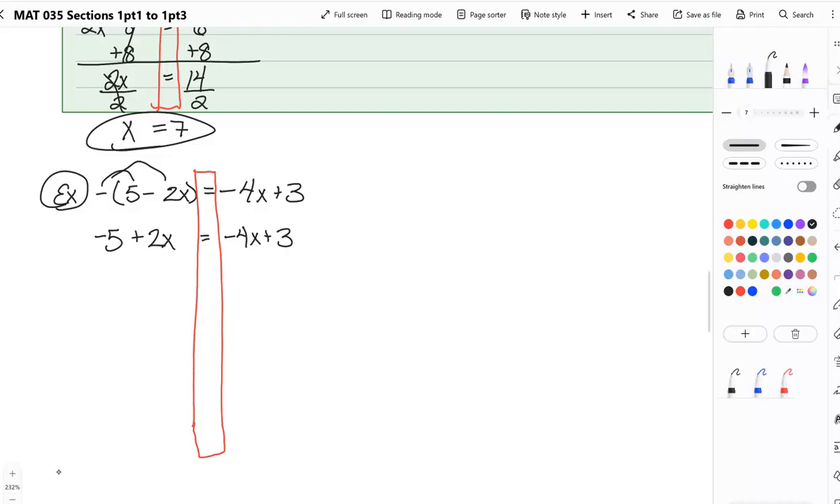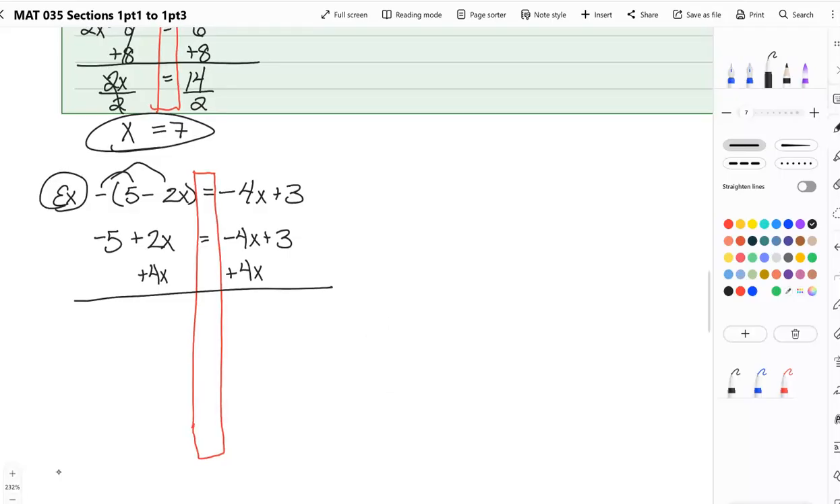So to move this negative 4x, I'm going to zero it out by adding 4x. What I do to one side, I got to do to the other. Math is always fair. So negative 4x plus 4x is going to give me a 0x on the right. So we're going to have just that 3 left over. On the left, I have a negative 5. And then 2x plus 4x is a positive 6x. Notice I put that plus there. So negative 5 plus 6 times x is equal to 3.